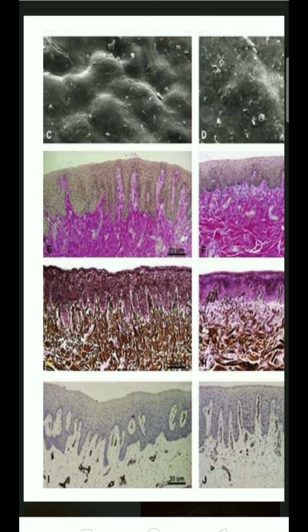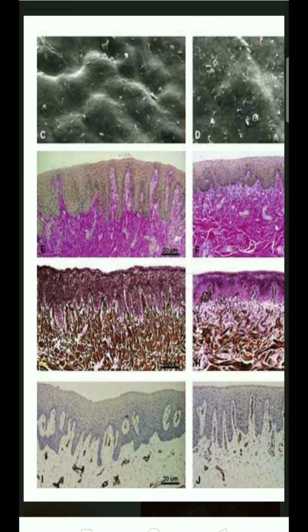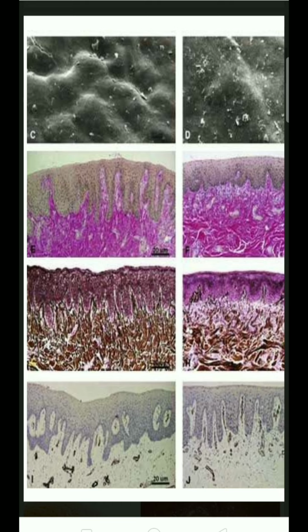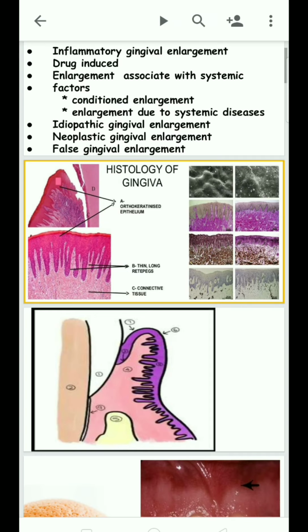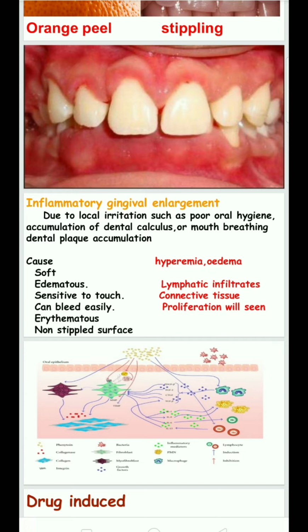The stippling is due to a projection of the connective tissues, where elevation will be seen, and there is a fusion of the ridges that leads to a depression. So elevation and depression are seen in these cases, and this leads to the formation of stippling. The stippling will always be absent in inflammatory conditions.